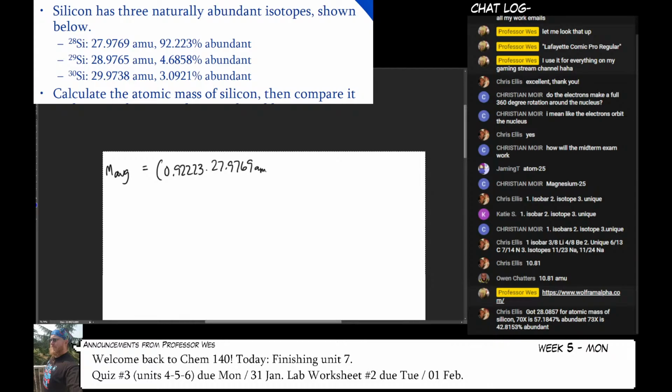times 27.9769, plus 4.6858% abundance times 28.9765, plus 3.0921% abundance times 29.9738.